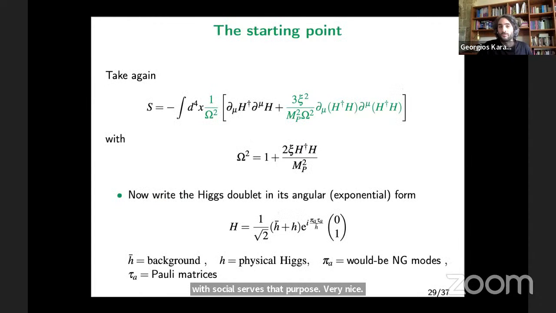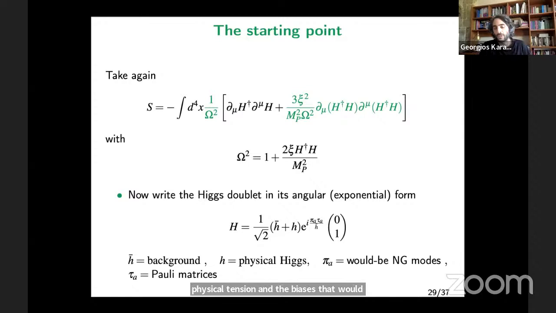Here, I just want to show you what happens if we employ the standard exponential parametrization for the Higgs doublet. Again, we take the scalar sector. We don't confine ourselves to unitary gauge, so the Higgs doublet appears explicitly. But now we write it in the form that we are used to when studying standard model physics. Again, H bar is the background, H is the Higgs field, the physical Higgs excitation, and the pions are the Goldstone modes. And now the only new ingredient is tau, which is the Pauli matrix.